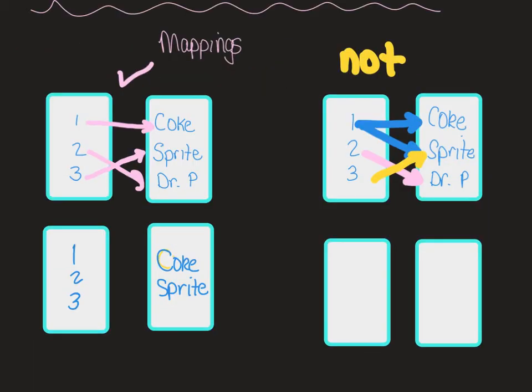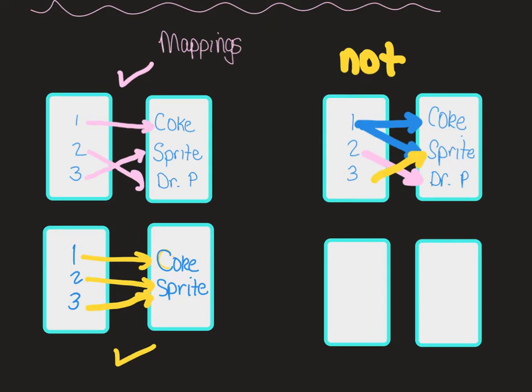All right, let's look at this example. Button 1 gives me a Coke. Button 2 gives me a Sprite. Button 3, they know that Sprite's really popular, so button 3 also gives me a Sprite. Because every number in here only has one arrow, this is still a function.